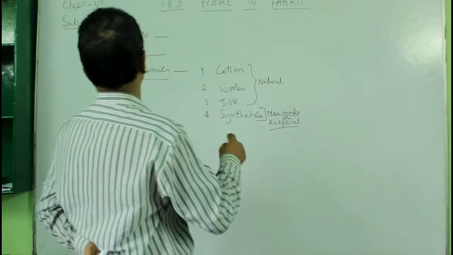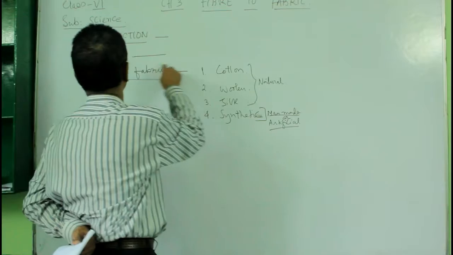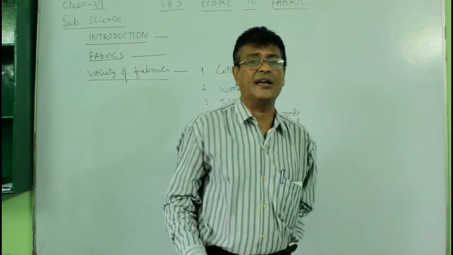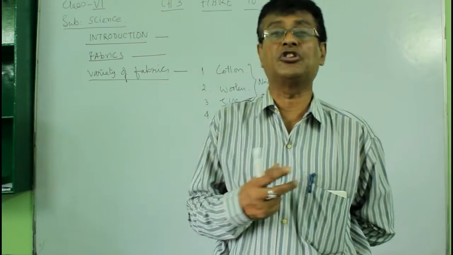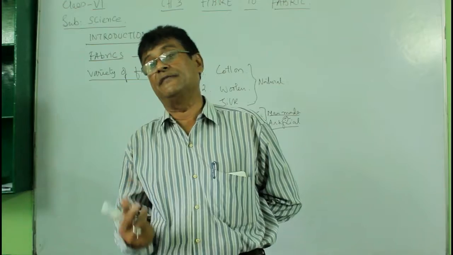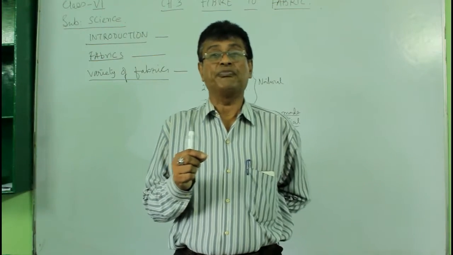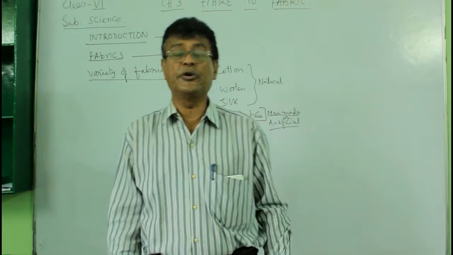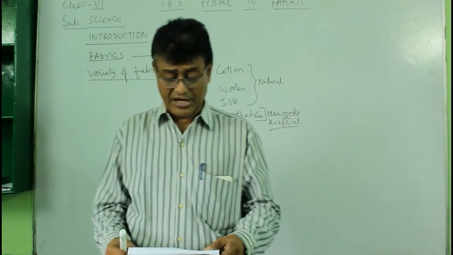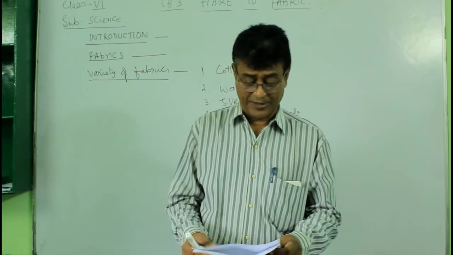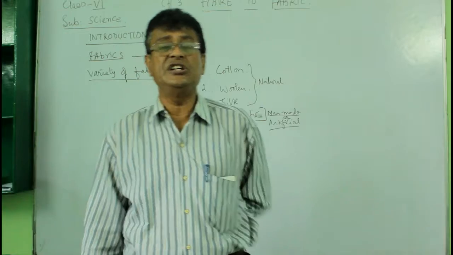So these are the fabrics. The fabric is the material from which the cloth is prepared. Now, how is the fabric made? The fabric is made from fibers. And how do you get them? The fibers are obtained in a variety of types.